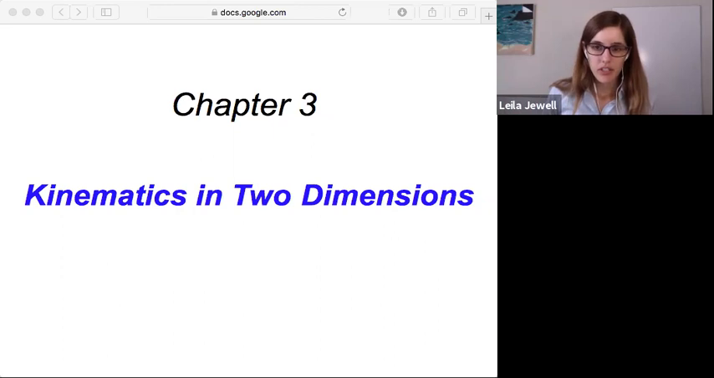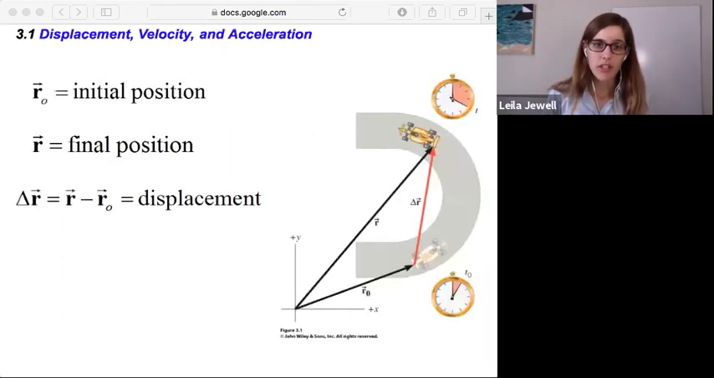So our first section here, 3.1, is looking at displacement, velocity, and acceleration, and how we can redefine them for 2 dimensions instead of just 1 dimension. To do that, instead of having just a single x or a y, we're going to use a vector. So we're going to have r naught for our initial position and r for our final position. Again, this is as opposed to just having some x initial and some x final. And then the displacement will be the delta r, the change in r, so the final minus the initial. This is how we can write it for 2 dimensions as opposed to just a single dimension.